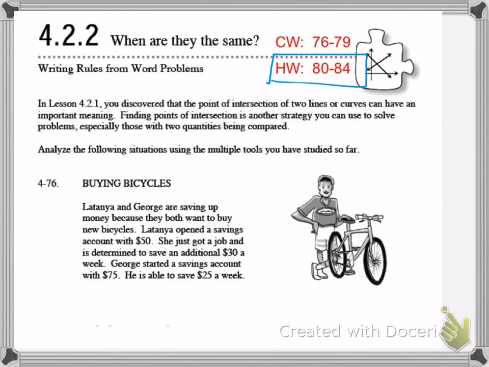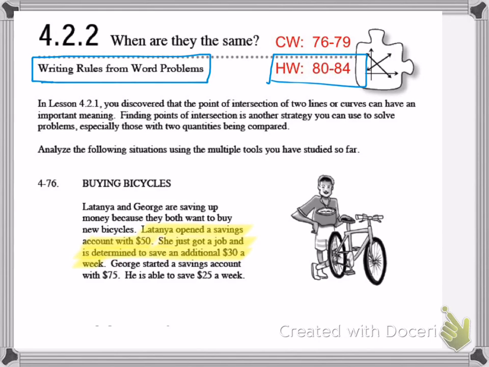Today what we're going to do is work on writing rules from word problems and then solving those equations. So taking a look at the first example, buying bicycles, we have 2 characters, Latanya and George, and they're both saving money to buy a bicycle. We learned that Latanya opened a savings account with $50, and she just got a job and is determined to save an additional $30 a week.